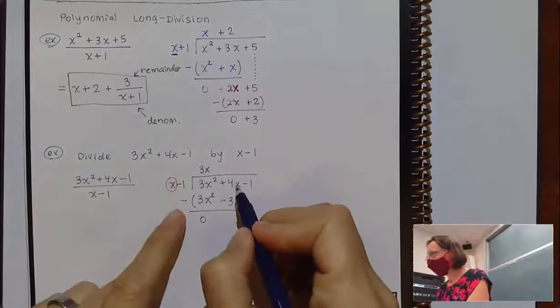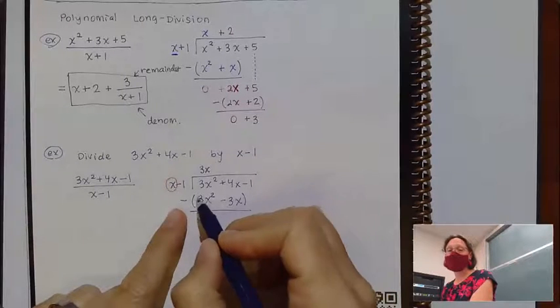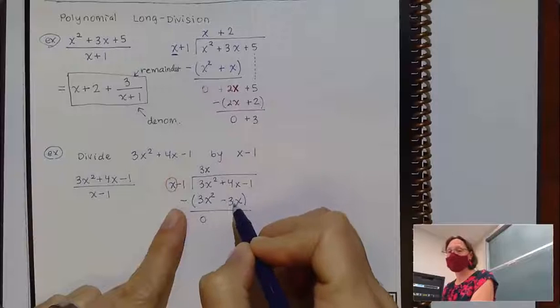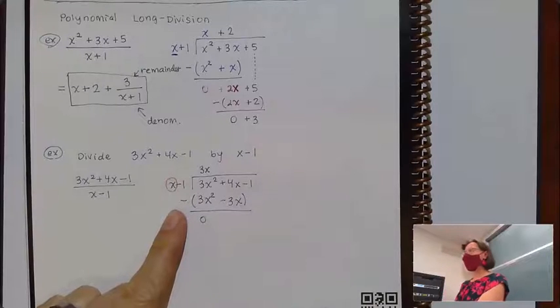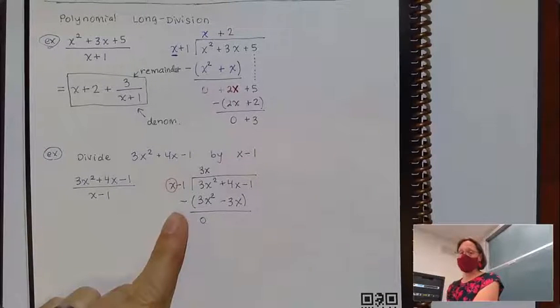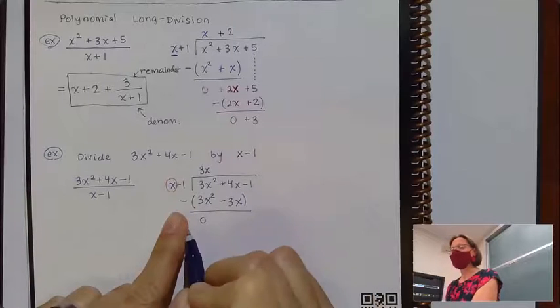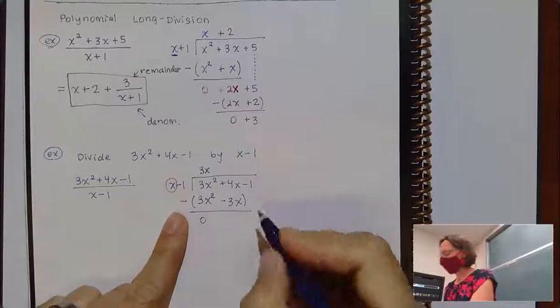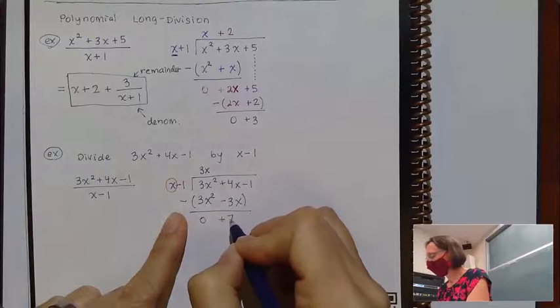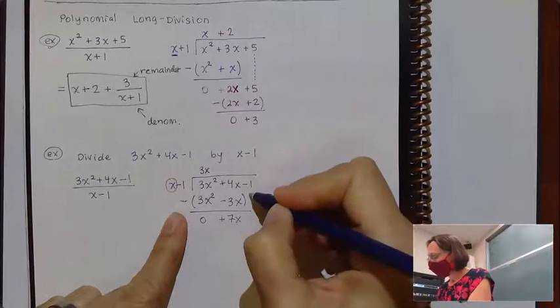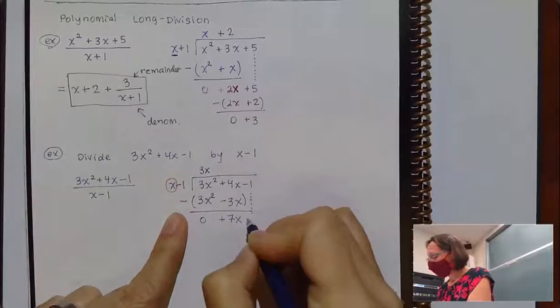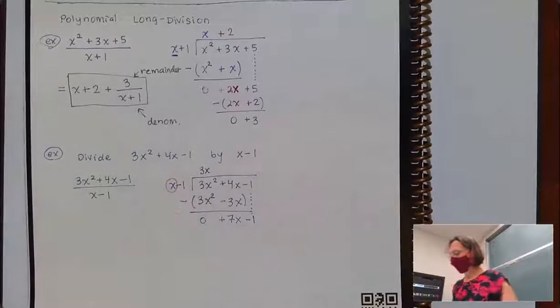And now I've got 4x. I'm being careful. I have 4x minus negative 3x. Well, subtraction is the same as adding the opposite sign. So that means this is really like saying 4x plus a positive 3x, and I'll have 7x. Then I can bring down that negative 1.